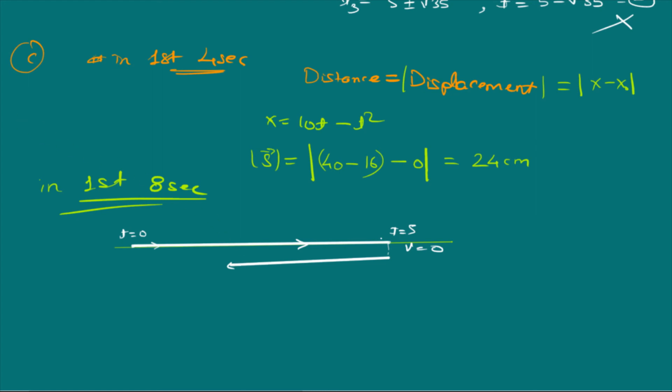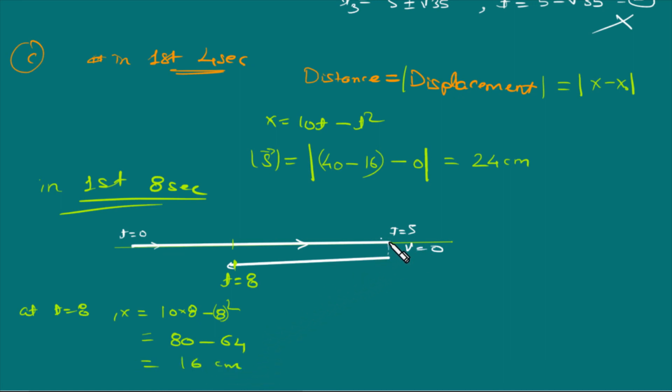Let's say this is t is equal to 8 seconds. So we must find what the x coordinate is at t is equal to 8 seconds. So at t is equal to 8 seconds, the x coordinate is equal to 10 into 8 minus 8 square. We will get 80 minus 64, and this is equal to 16 centimeter.